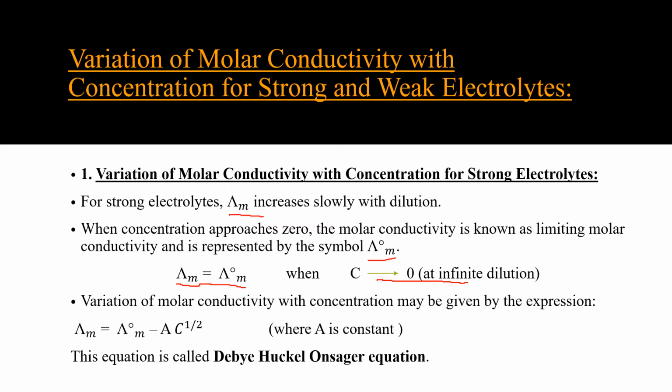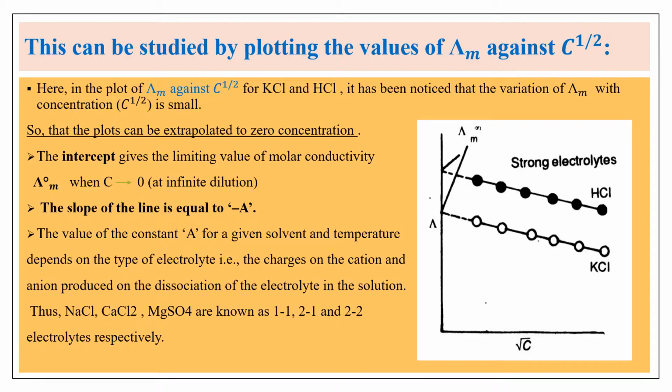Variation of molar conductivity with concentration may be given by the expression Λm equals Λm naught, the limiting molar conductivity, minus A into concentration to the power half, the square root of concentration, where A is a constant. This equation is called the Debye-Hückel-Onsager equation. Now from the Debye-Hückel-Onsager equation, the graph is plotted between molar conductivity and the square root of the concentration for strong electrolytes.